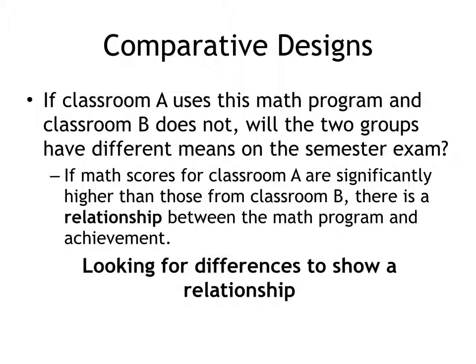Some other examples, teacher efficacy. You may want to know if teacher efficacy is higher among elementary teachers than secondary teachers. And if you find that there is, you can then safely say there's a relationship between the level teachers teach at and their sense of teaching efficacy. So that's another example. You're trying to show a relationship by comparing the groups.